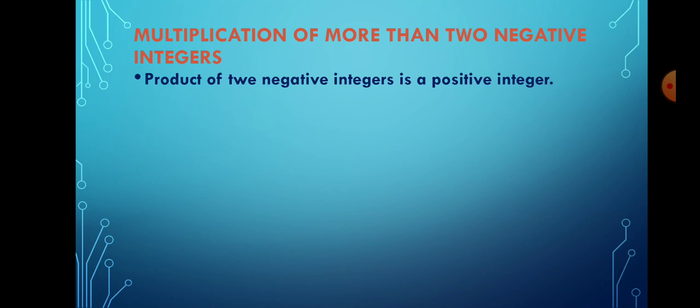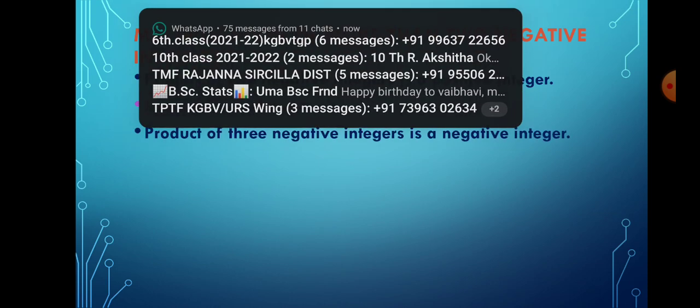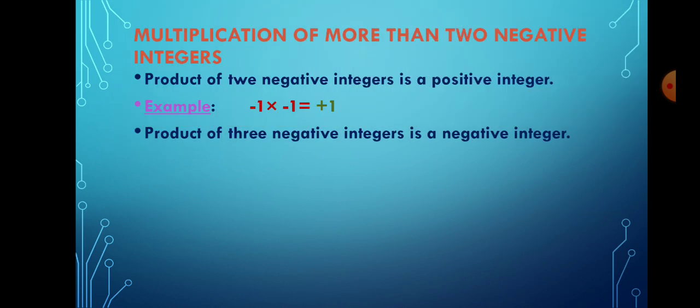Product of two negative integers is a positive integer. For example, minus 1 into minus 1 is equal to minus into minus, already I said to you, plus. 1 ones are 1, positive only. Product of three negative integers is a negative integer. Example, minus 1 into minus 1 into minus 1 is equal to minus 1. Minus into minus into minus. How many negative signs are there? Three negative signs. The product of three negative integers is always negative only.